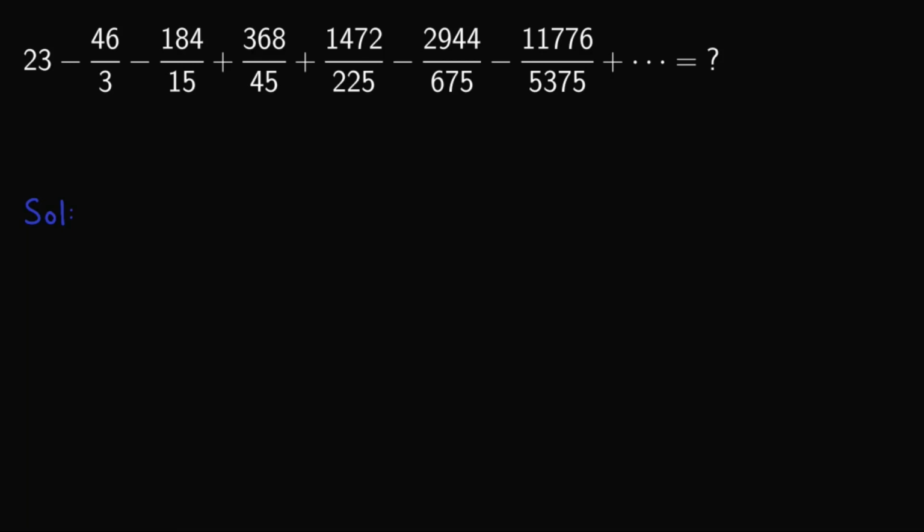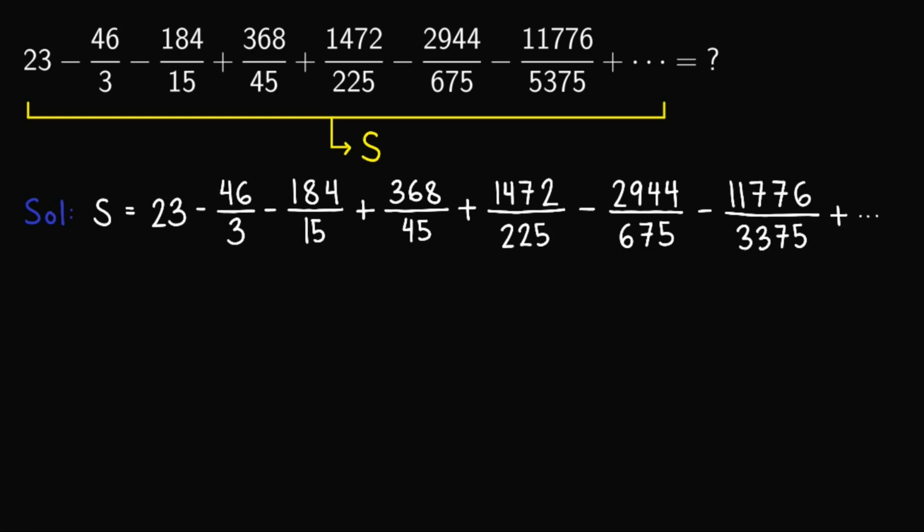To solve this, we first let this infinite sum expression out here be s. And so we have s equals 23 minus 46 over 3 minus 184 over 15 and so on. So we just copy this one out here.